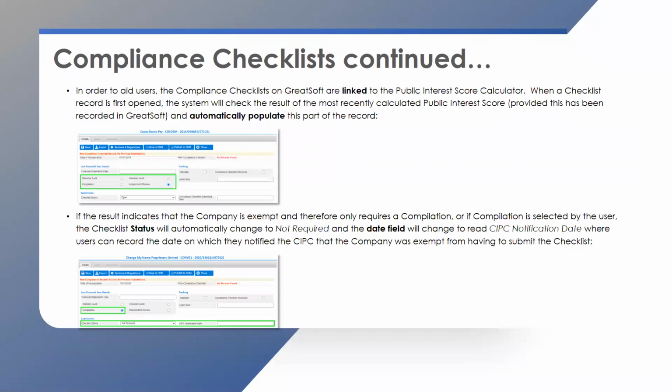Yeah, also just to touch on the financial statement treatment section. Obviously, if you go and change the selection there to compilation, or if it's flagged as compilation, for example, you'll notice that the checklist status is changed then to not required, because obviously in the case of a compilation, they are then exempt from having to submit the compliance checklist. And in such a case, if that status is changed to not required, you'll notice that the date field over here would change from compliance checklist submitted date to the CIPC notification date. So you can therefore record the date when you notified CIPC that this company was exempt because its financials were not audited or independently reviewed. That will then also filter through to the relevant compliance checklist listing report as well. So you can easily keep track of which ones have been submitted and which ones have not needed to be, but at least CIPC has been notified of that.